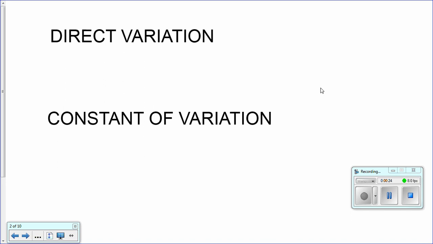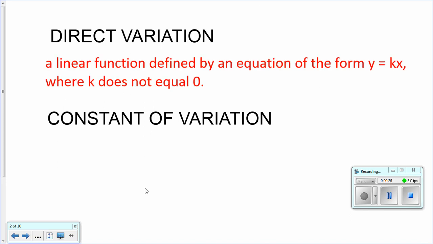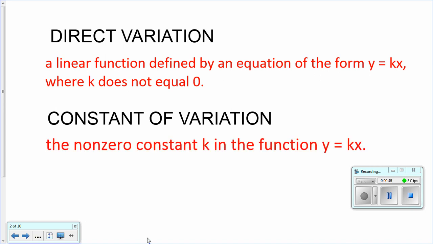Okay, let's start. So direct variation, this seems wordy, but go ahead and pause the video for it. It is a linear function, meaning it's a line, defined by an equation of the form y equals kx, where k does not equal 0. That's what direct variation is. The constant of variation is a non-zero constant, a number k, in the function y equals kx. So the equation looks like y equals some number times x. Very, very similar to slope-intercept form, except there's no intercept.